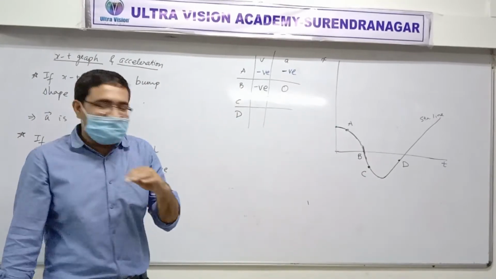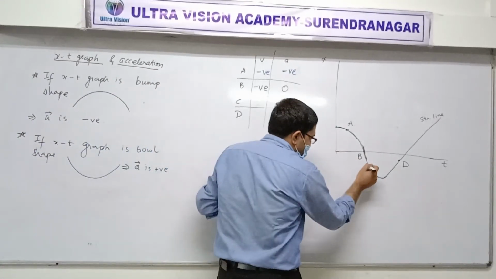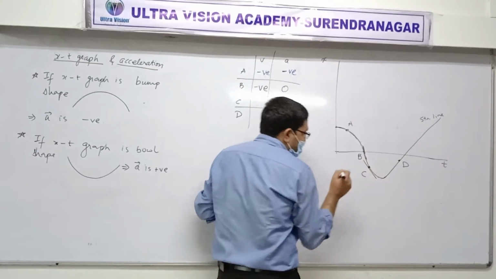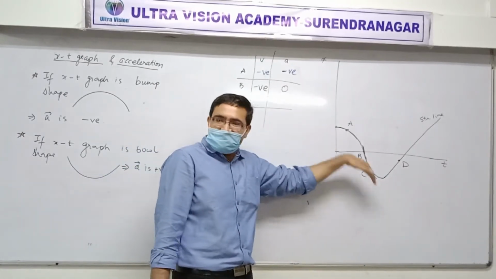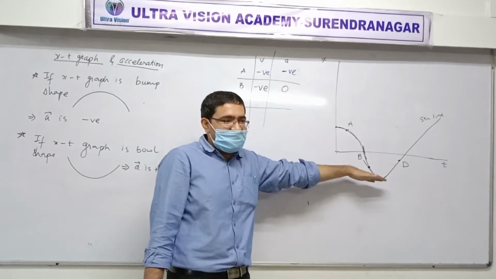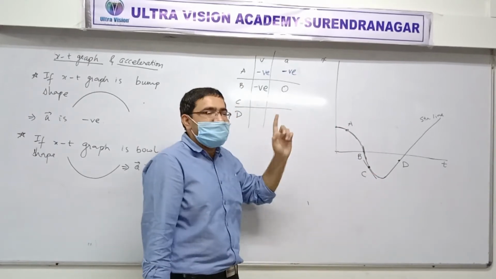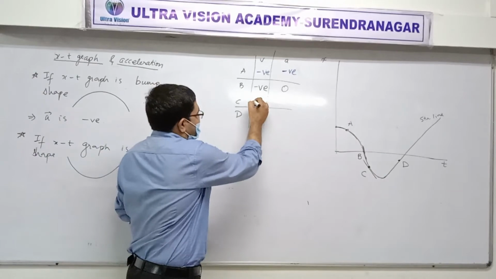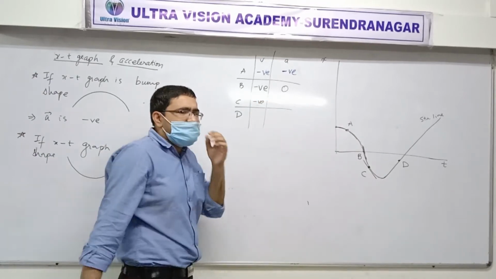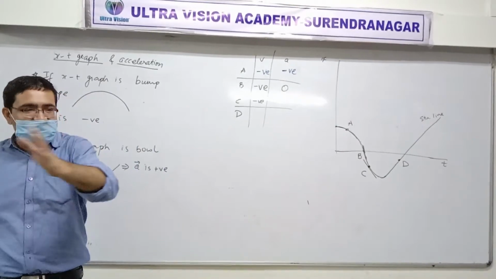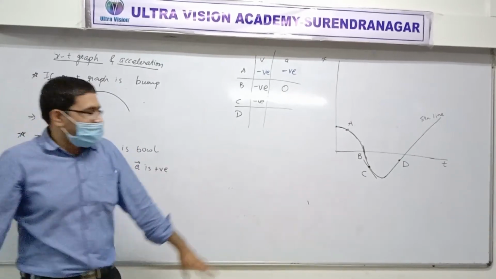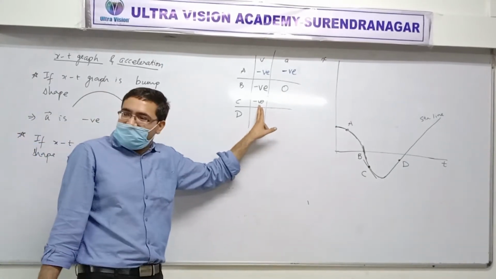Yes, Jai. Slope of tangent. Yes, for velocity from an x-t graph we draw the tangent. Then we see that the tangent has a negative slope. It's going down on the right side. Correct? So that's why the velocity will be negative. Clear? Everyone? Yes. Sit down. Well done.